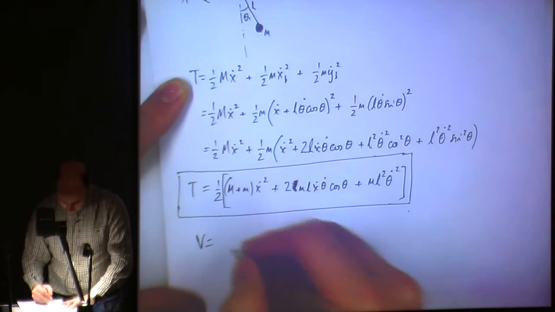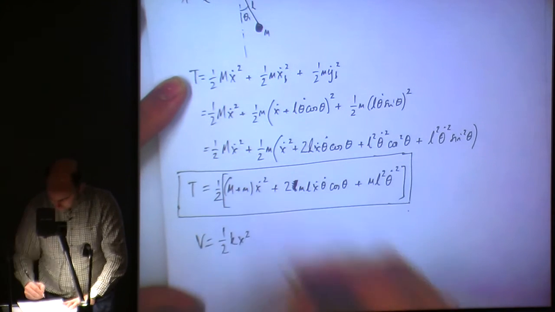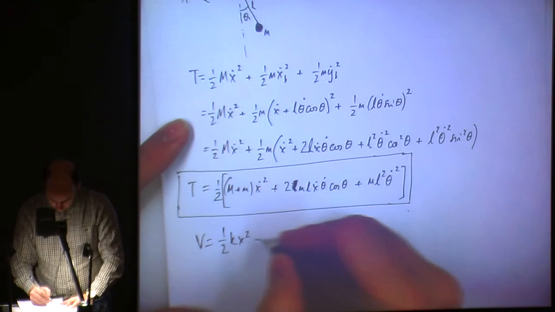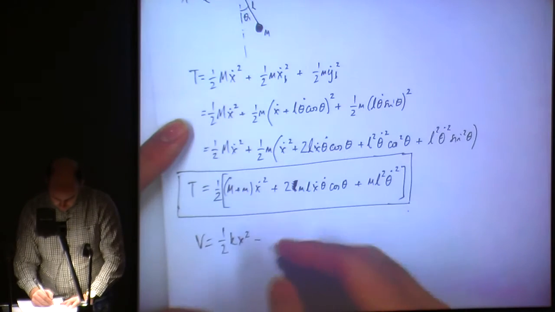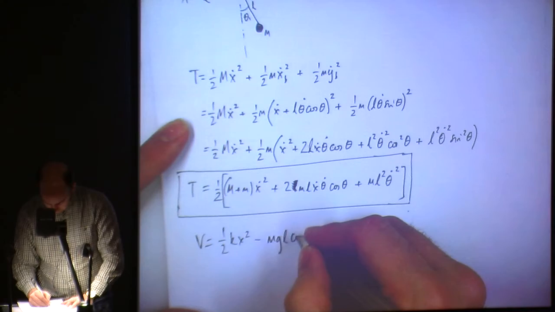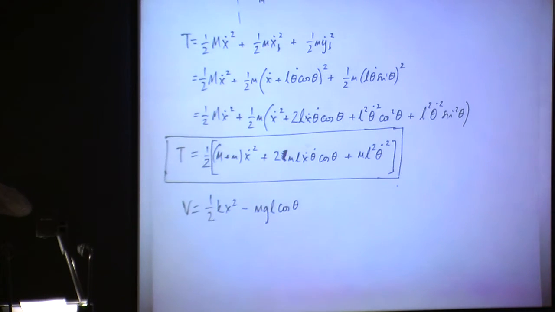V is a bit easier. It's simply the spring force, 1/2 kx squared, plus mgh for the bob, which is minus mgL cosine of phi. It's a minus sign because this h distance up here is minus. So there's my V.